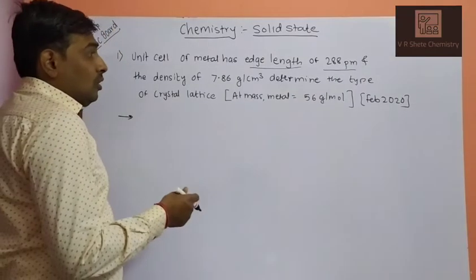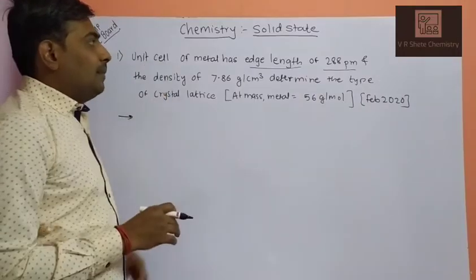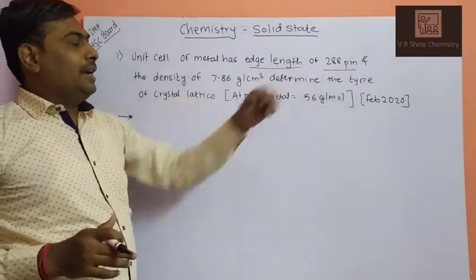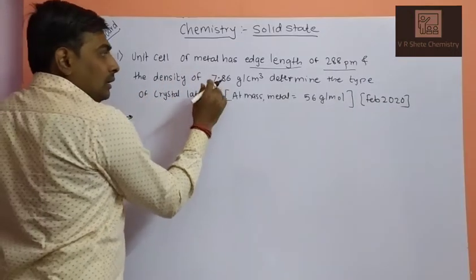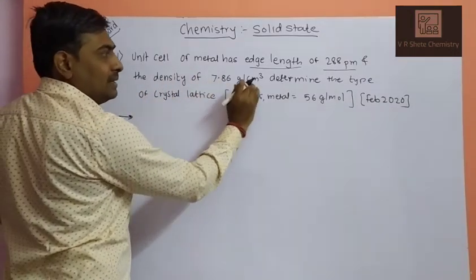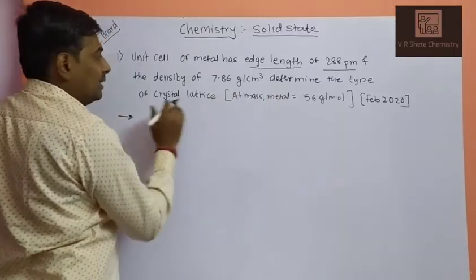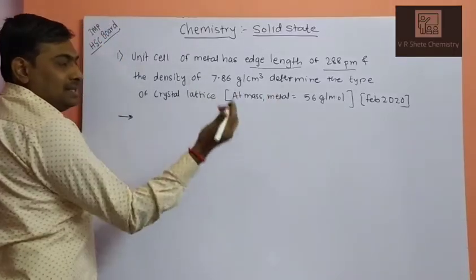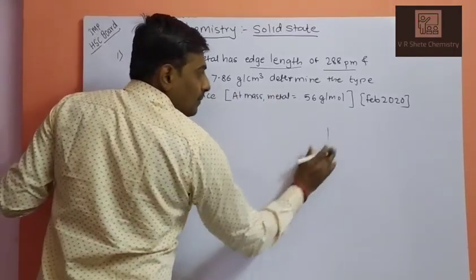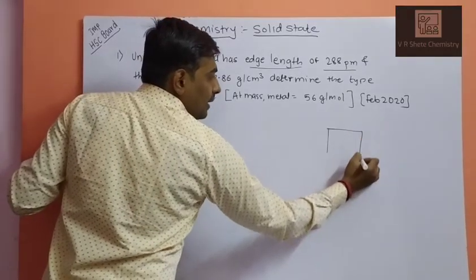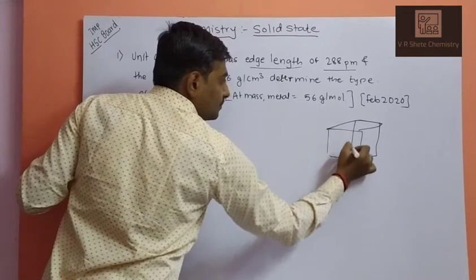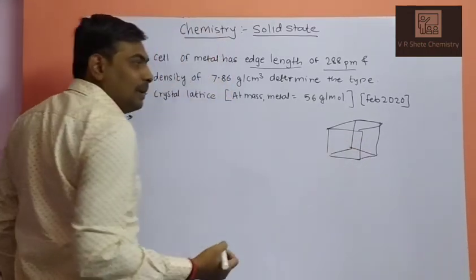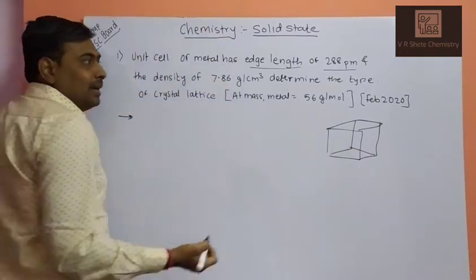So first question. A unit cell of metal has edge length 288 picometer. The density of crystal is 7.86 gram per centimeter cube. Determine the type of crystal lattice. So very simple. If the crystal is given, at that time edge length is given. If this is your cubic form, it may be simple cube, it may be body centered, it may be face centered.